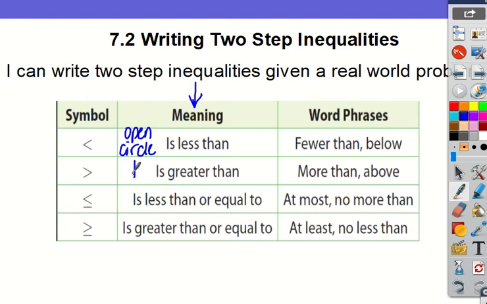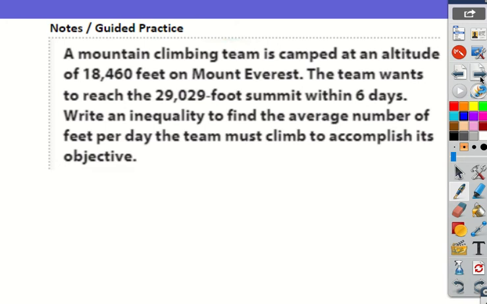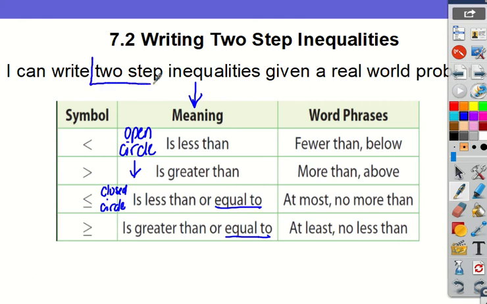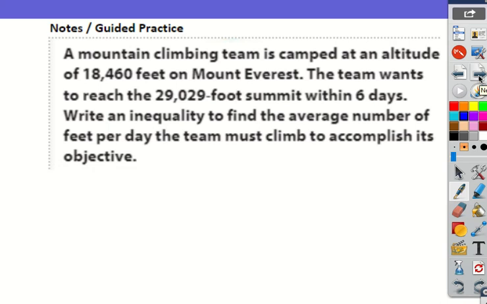Open circle goes here, and then here we're going to add that it's a closed circle, remember, because it has the equal to added into the inequality sign, also known as at most or no more than for less than or equal to, and then at least or no less than for greater than or equal to. Today should be fairly easy because we're just translating word problems into inequality statements. This is a two-step, so we're going to have two different operations, whether it be addition and multiplication or subtraction and multiplication. Just remember there's two operations and an inequality sign, no equal sign, as you write these.